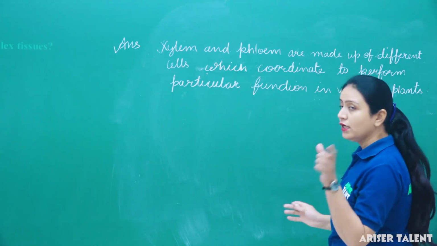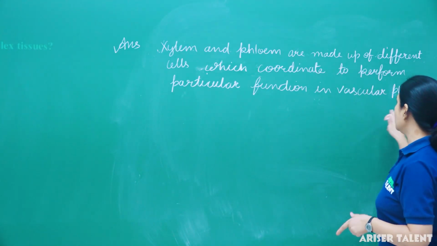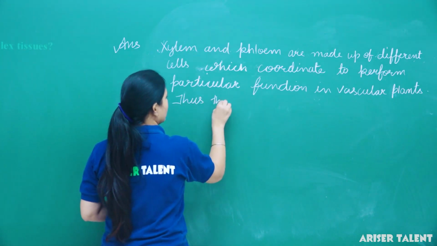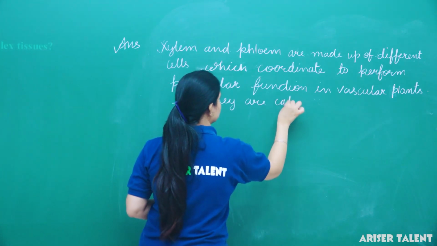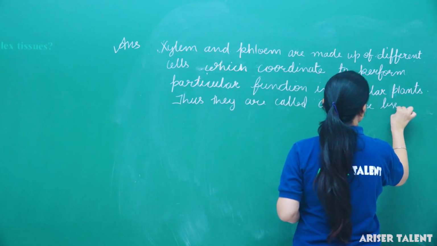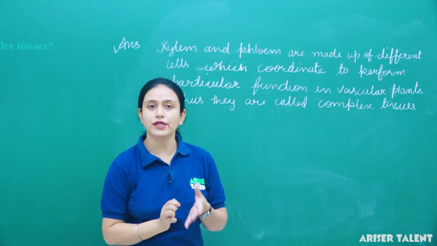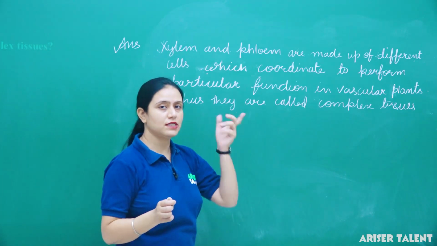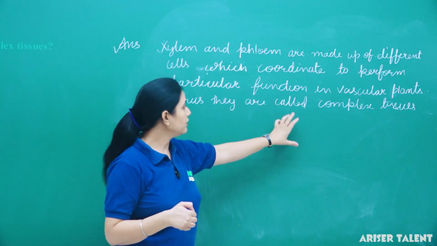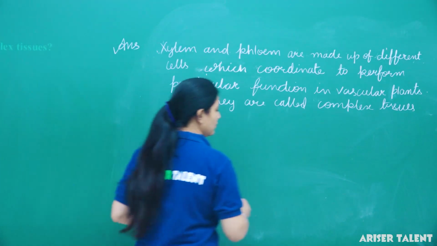Xylem and phloem are made up of different cells. Even though they are made up of different cells, still they coordinate to perform a particular function in the vascular plants. This is the reason they are called complex tissues, because we know complex tissues are those made up of different types of cells. So here xylem and phloem are made up of different types of cells, still they coordinate together and perform a particular function. This is the reason they are known as complex tissues. Now what are the differences between xylem and phloem? So here we go with the answer.